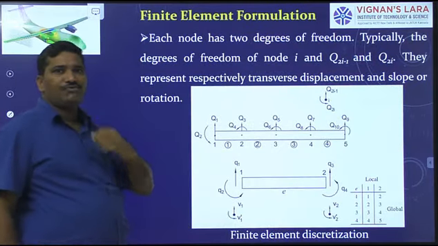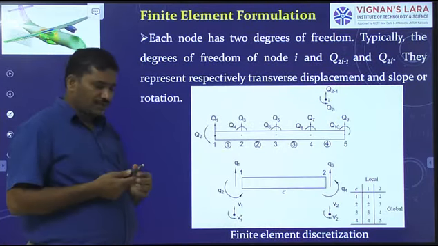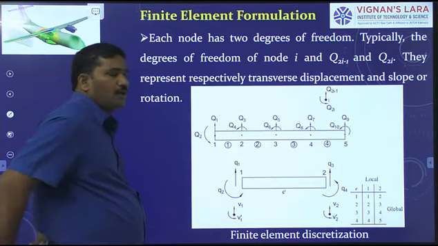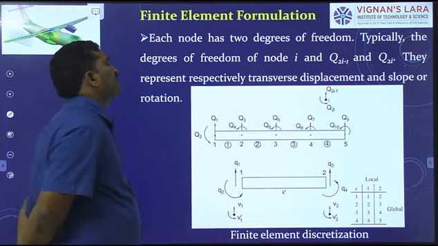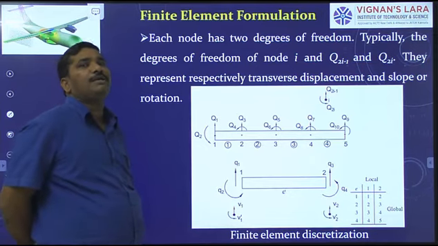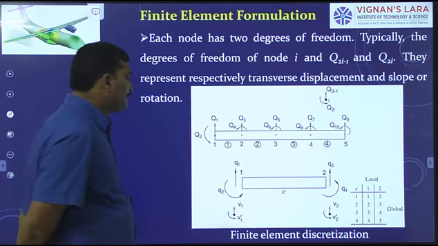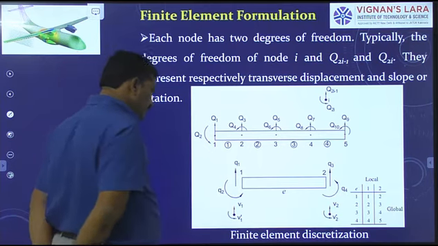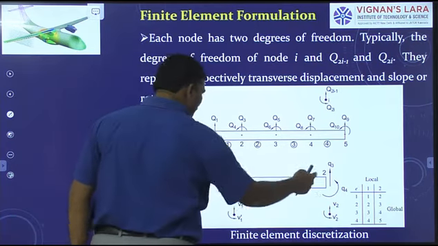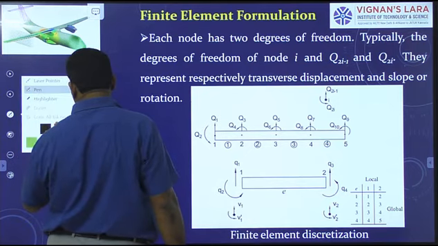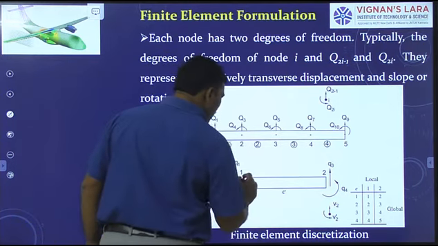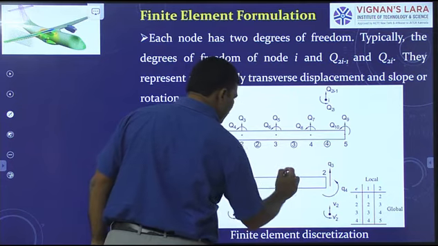Now we shall see the finite element formulation. This is very, very important. Because we are discussing one-dimensional beams, we use one-dimensional beam elements. This is a one-dimensional beam element. The element has uniform cross-section.